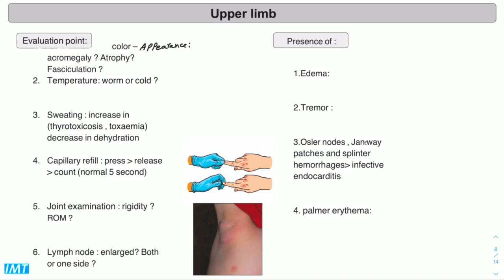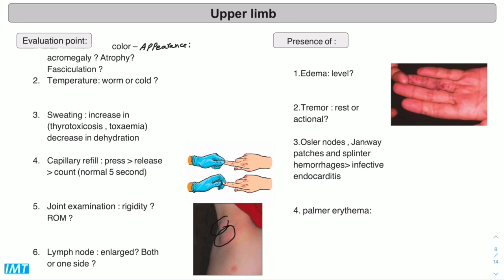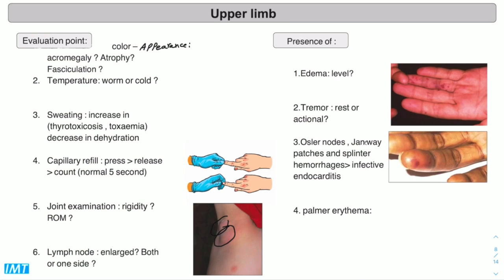As you can see here, we have axillary lymph node enlargement. Let's talk about the presence of any specific signs, for example, edema, tremor, whether it's rest or actional or intentional tremor. We ask about any other specific signs that are related to specific diseases, for example, Osler nodes, Janeway patches, and splinter hemorrhage. They are specific for infective endocarditis, as you can see here. In the first picture, we have the Janeway patches, and here you can see the Osler nodes. Both of these are very specific for infective endocarditis.